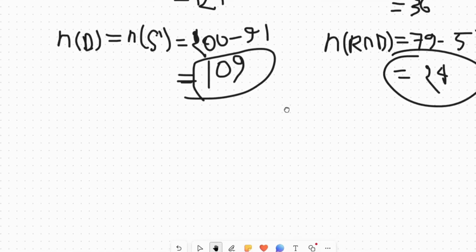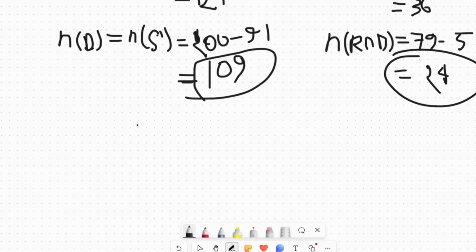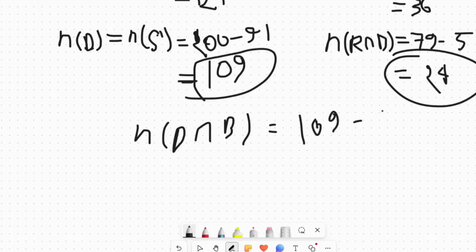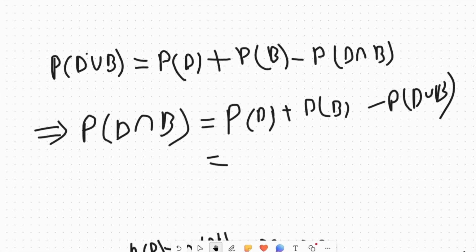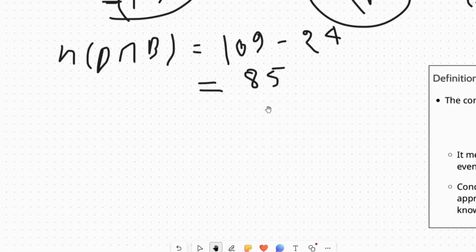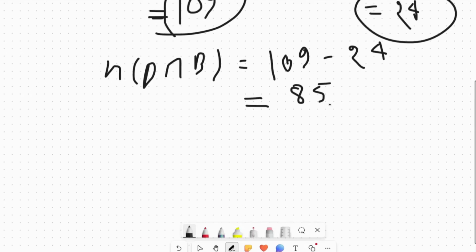So if we find the number of dull and blue balls, then we just subtract these two values, and we find 85. If we use our general knowledge, then we did not use this one, so we easily calculate this one by using only subtraction.